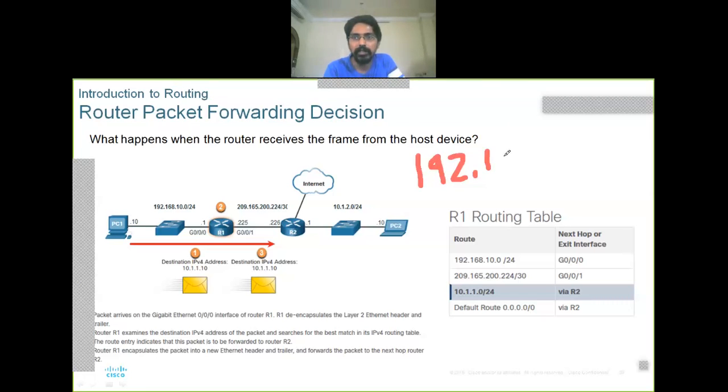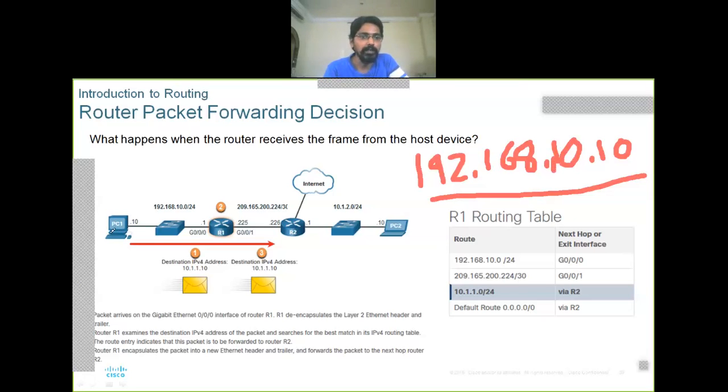192.168.10.10. To which system is this IP address configured? Observe the diagram. 192.168.10.10. To which system is this IP address configured?